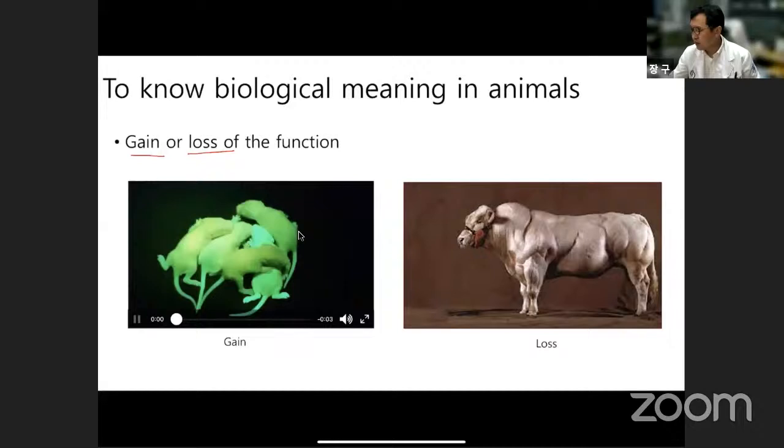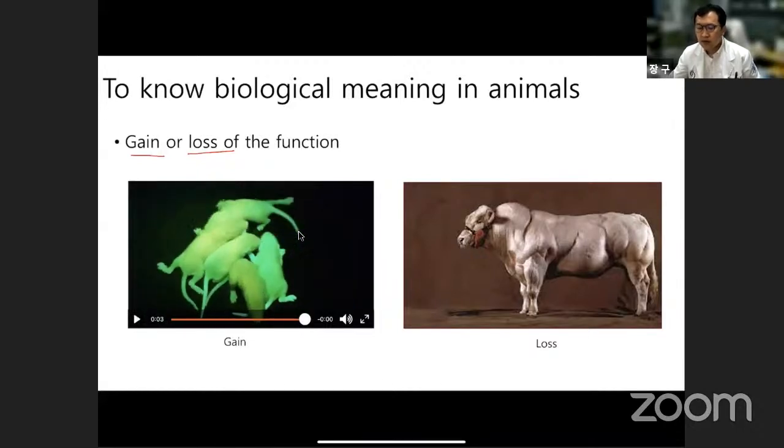For example, I already showed this one generated in my laboratory. This is the GFP, green fluorescent protein, rat. GFP rat. We produced it by the genetic engineering system. It means the gain. Originally, the rat doesn't have the green gene. To understand GFP, that gene was inserted at the zygote stage. After that, those GFP-inserted zygotes were implanted and then delivered pups. Those pups displayed, look at this, a beautiful green color. So we can see the gain of function. This is the gain of function.